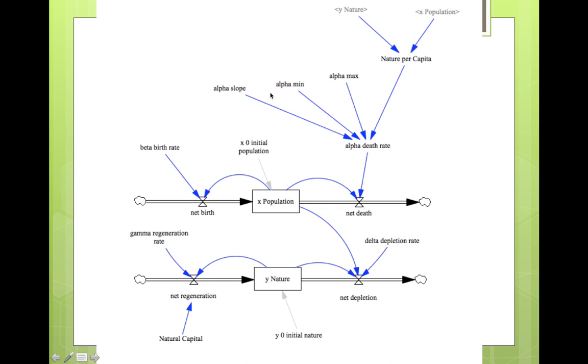I'll show you what these are, but these are essentially some parameters that appear, which result in an alpha death rate. Nature, on the other hand, can get regenerated because nature reproduces, vegetation reproduces, and other resources get replenished. But that is limited by an upper bound, which is natural capital. So nature gets regenerated, nature gets depleted by the population, and that's where the feedback comes in. So it's a very simple two-stock model with feedback.